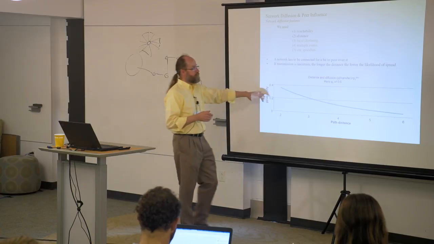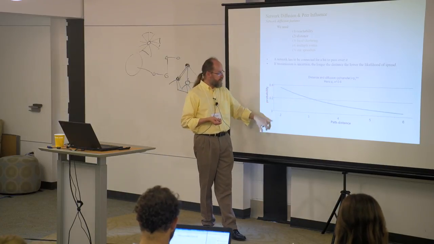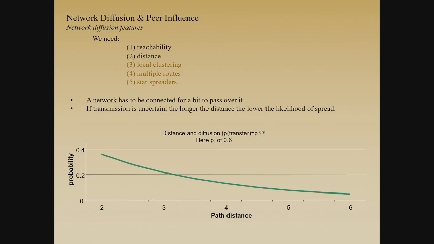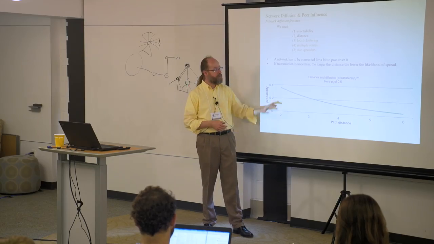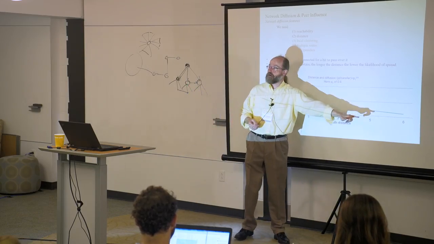And so this is just a simple look at what that curve looks like, right? Given that I'm two steps away, three steps away, if the probability of transmission is 0.6, then it's just 0.6 squared, 0.36, is the likelihood that someone two steps out gets it. So this is a super simple sort of effect, and that curve is decreasing over distance, right?